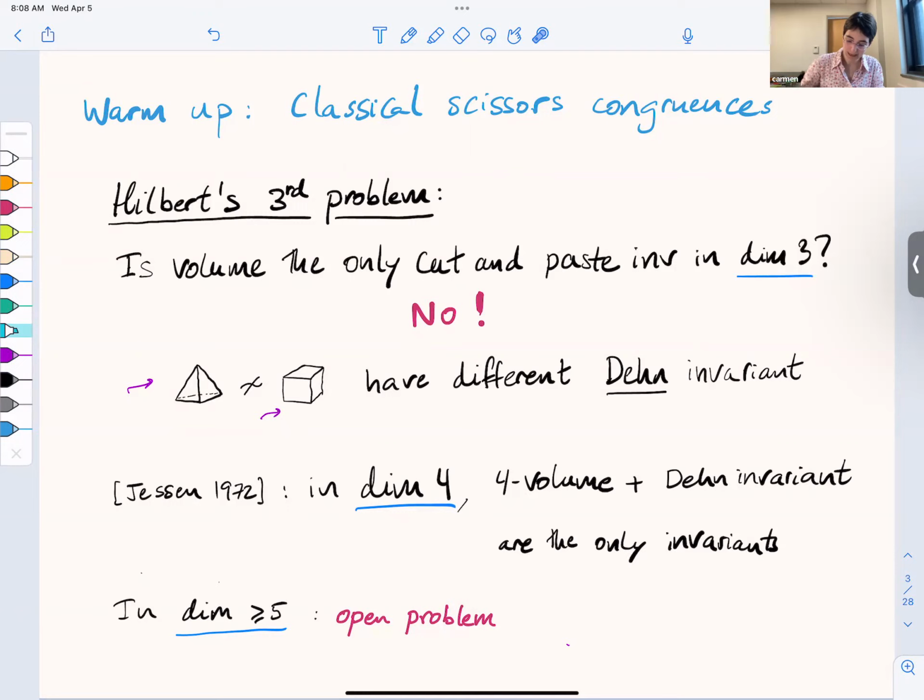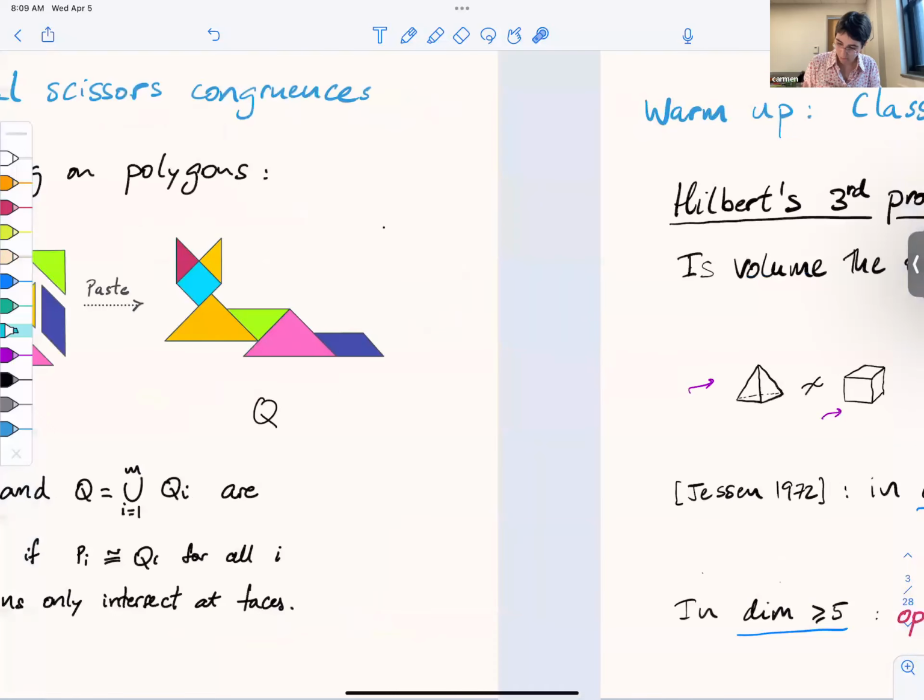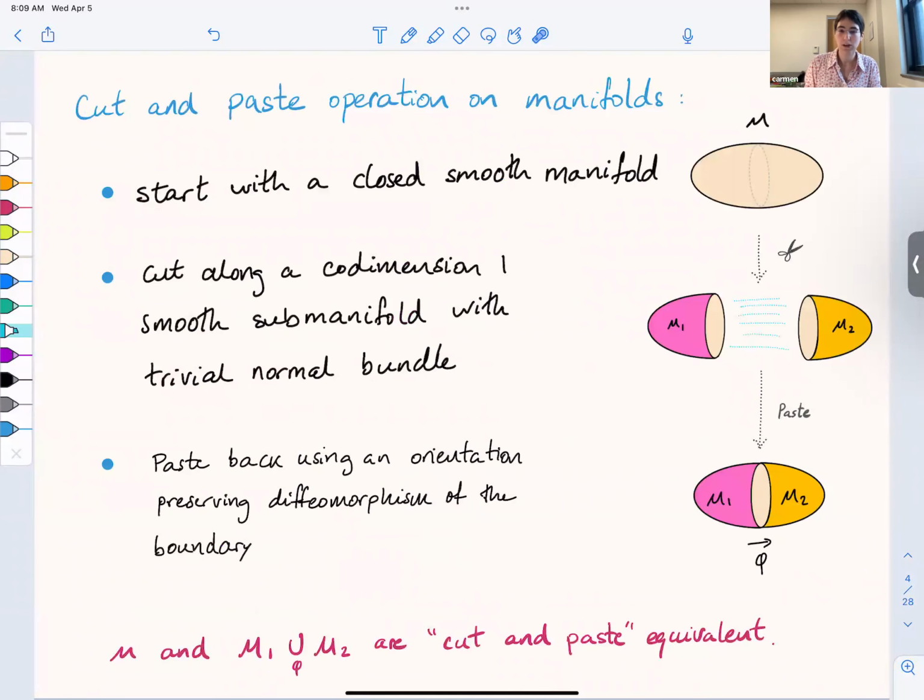So the problem gets more and more difficult, especially in geometry. It gets more and more difficult as we go up in dimensions. Now, this is more geometric, but I want to focus on manifolds in this talk. So let me draw the analog of the cut and paste operation that we've seen in polygons and polyhedra. What does it look like when I go into manifolds?